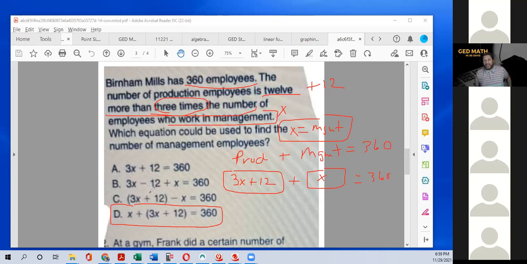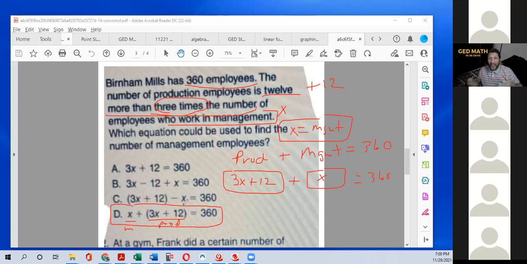Now, let me ask you a question. This is what you have to be prepared for. Is it B or D? D. The answer is D, not B, because remember we had to add 12 after we multiplied by 3. So this is the production employees, and this is the management employees. What they tried to do is see if you really understood what this meant. The answer is D.